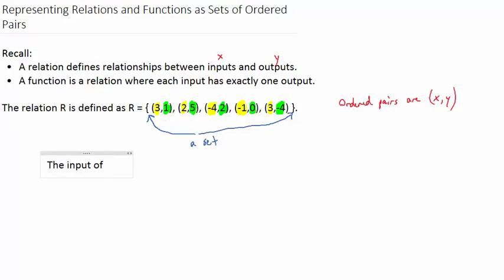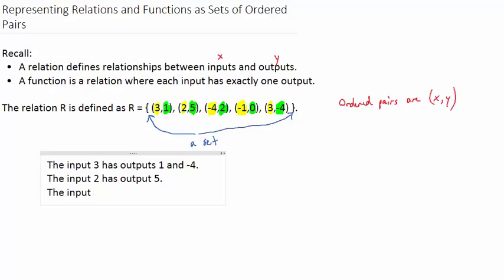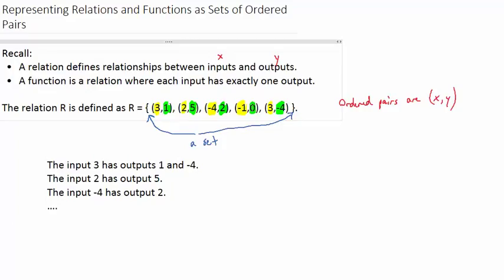Okay? So what this tells us is the input 3 has output 1. But we can also see that the input of 3 has an output of -4. So the input 3 has outputs 1 and -4. The input 2 has output 5. The input -4 has output 2. And you could go ahead and state all the relationships, but that's how a set of ordered pairs is to be described as a relation. Okay, so now we understand how this describes a relation.